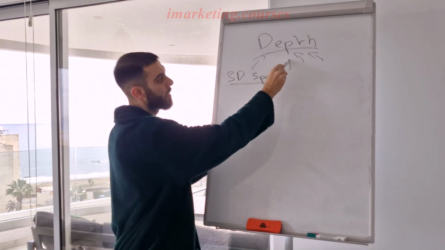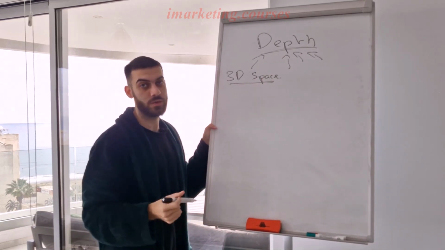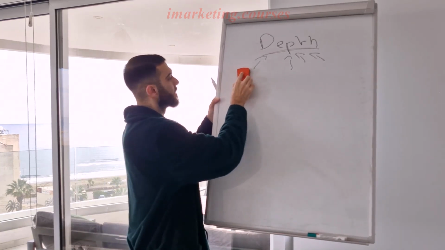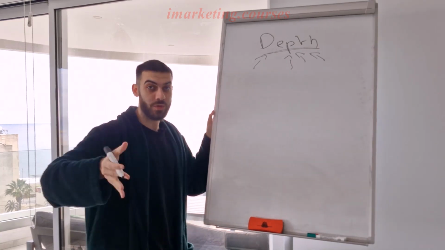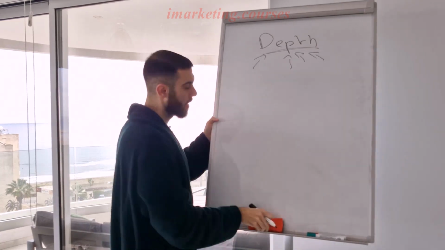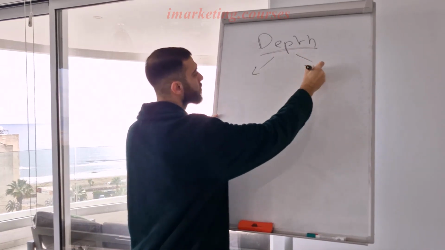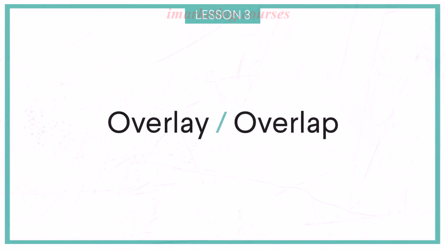So how do you show depth in your cover? Well, there's two ways you can do this. Now, both of these techniques of showing depth are equally as important. And I usually use both of them for every single cover I make. And what are these two techniques? Well, the first one is overlay. What do I mean by overlay?